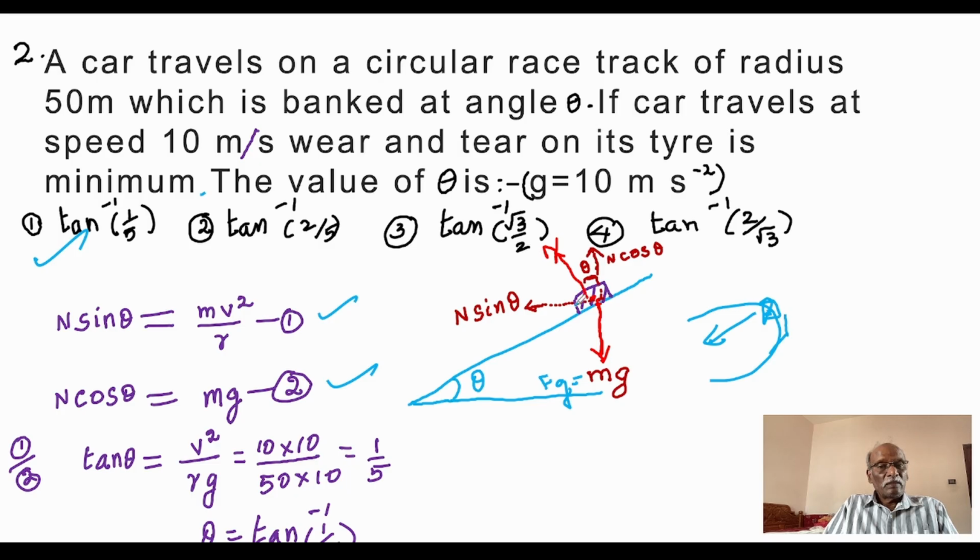But the normal, when we resolve it into two mutually perpendicular components, N sin theta is acting towards the center of the circular road. That is equal to centripetal force mv square by r. First equation, we got it. And the other component of the normal is balanced by the gravitational force mg. So N cos theta equals mg. When we solve these two equations, we get theta equal to tan inverse of 1 by 5. Shall we move on to the next question?